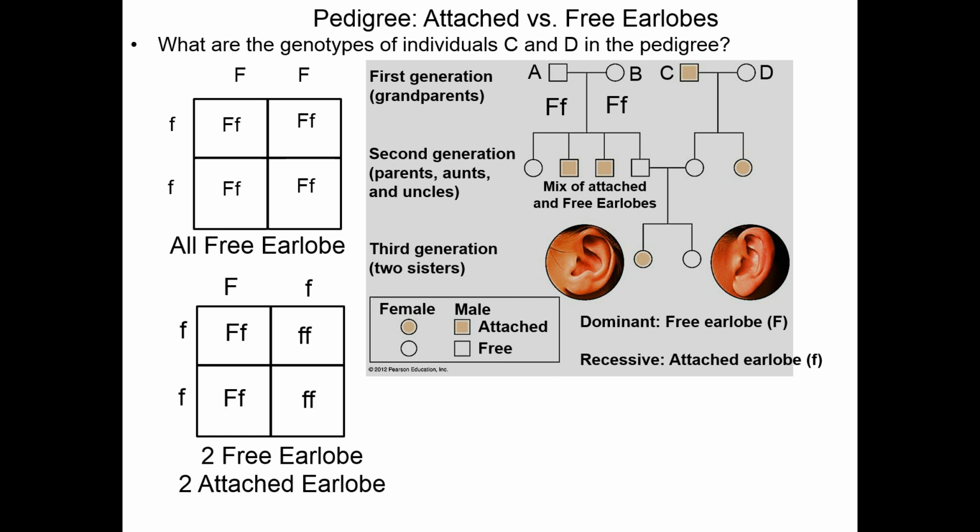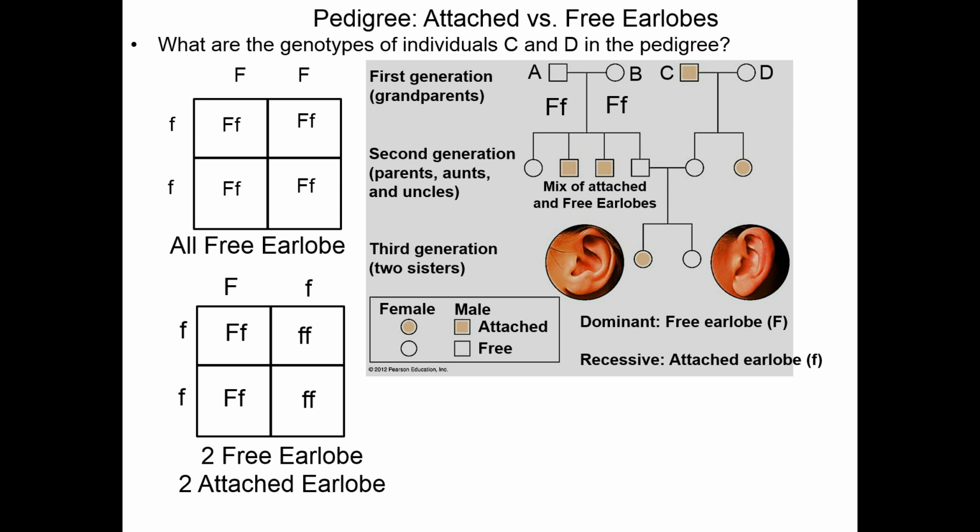So what about individuals C and D? Here's a cool piece of information. If you see that individual C is shaded, that tells you that individual C is affected. If you're affected by this condition, in this case you have attached earlobes, then you automatically know the genotype of individual C. You know they're homozygous recessive. So you know that individual D is either homozygous dominant or heterozygous because they have free earlobes.